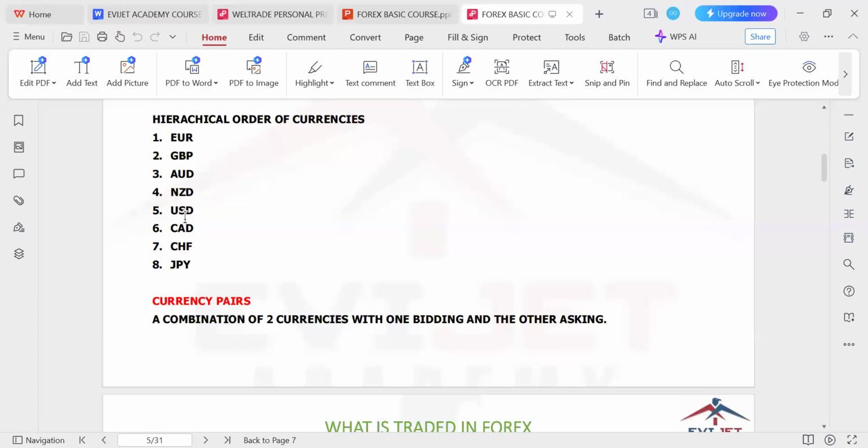And this is the hierarchical order. Every other currency pair is generated by adding either of these currencies to them. Every other pair is generated by adding each of these currencies to them. Okay, so let's go back to where we were.